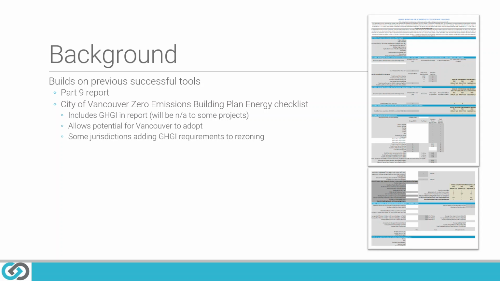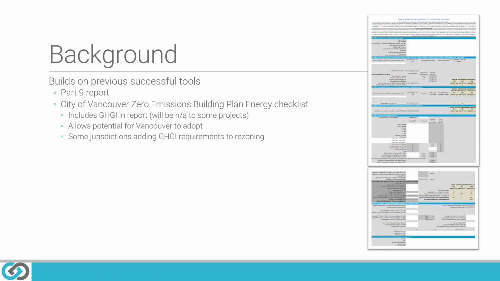So on the right here, I've got a screenshot for you of the report itself. Again, it's not too long, about a page and a half shown in Excel. I realize the images are really small, but I'm just trying to show you there what the overall length and kind of scope of the report is. And so the white cells are the input cells. So again, you can see there's not too many inputs required there. And as I alluded to before, this is built on previous successful tools, one being the Part 9 report that we mentioned. And then also for those of you who are familiar with the City of Vancouver Zero Emissions Building Plan Energy Checklist, you will see traces of that in this report as well.